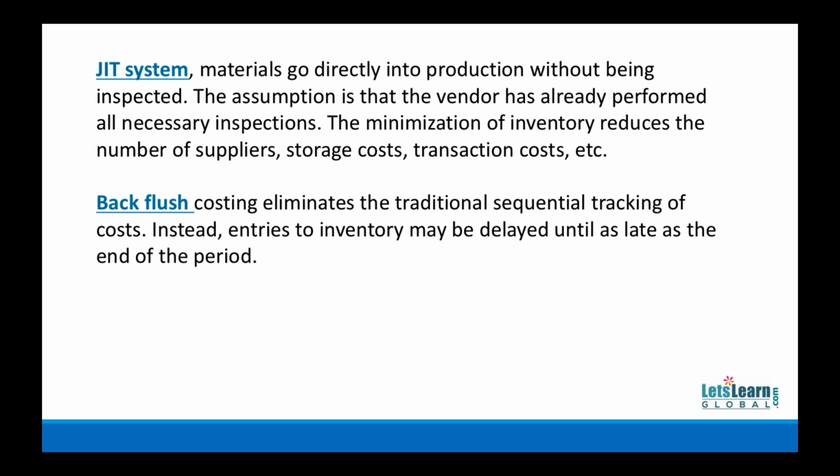The moment you buy the material, directly the material will go into the production. So we do not use the term raw material. That's the reason why for every purchase or delivery from the supplier, we open an account called work in progress. So we'll have only just a few entries, by eliminating complete sequential tracking costs, and this accounting system is called the backflush costing system.